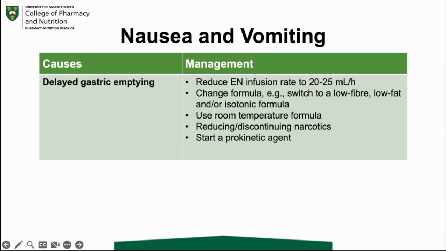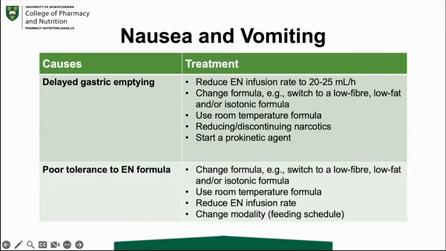If a patient is experiencing nausea or vomiting, there are a number of potential causes that could be considered, the most common related to EN, of which we will discuss. First, nausea and vomiting can occur secondary to delayed gastric emptying, which can occur in a variety of medical conditions such as diabetic gastroparesis or sepsis, or secondary to medications. In addition to the use of prokinetic agents, as just discussed, other treatments to manage delayed gastric emptying include changing the formula, using room temperature formula, or reducing or discontinuing narcotics.